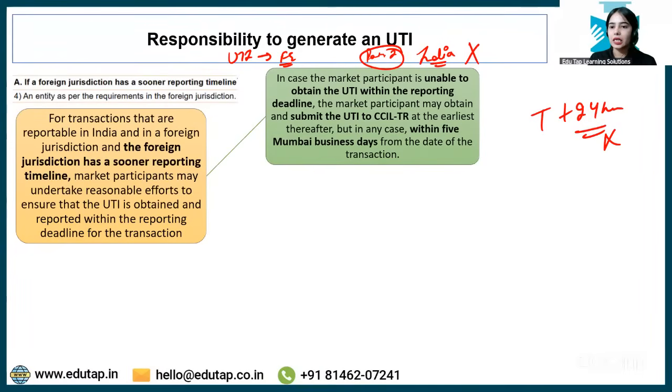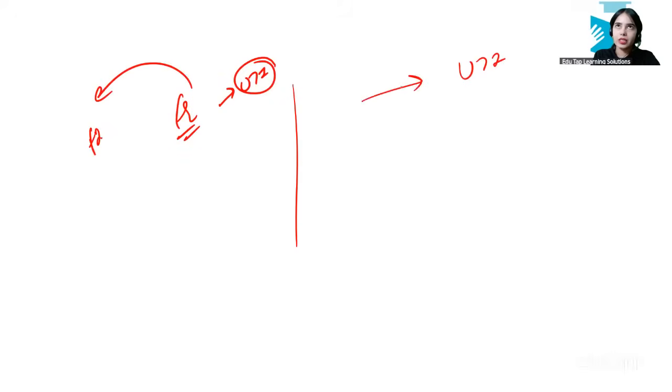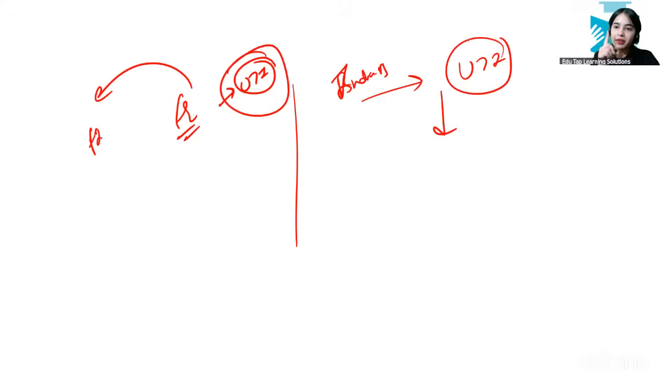In this case, the transaction has to be reported with the interim or temporary UTI. With the temporary UTI, the transaction has to be reported. Now, why are we not doing that? Okay, the foreign entity has created a UTI that will be used in the foreign jurisdiction, and a UTI can also be generated by the Indian bank to report it in India. Can we do so? Can we have two different UTIs for one transaction? No, this is not allowed.